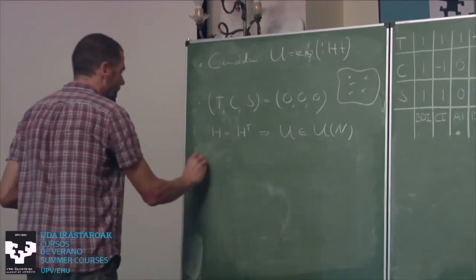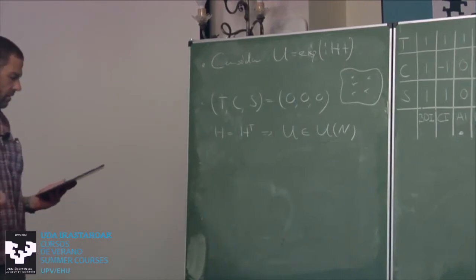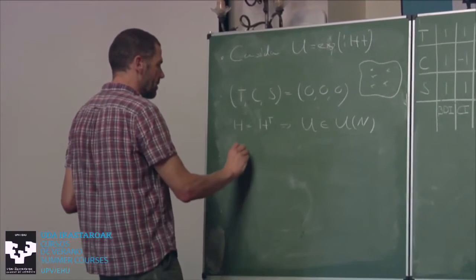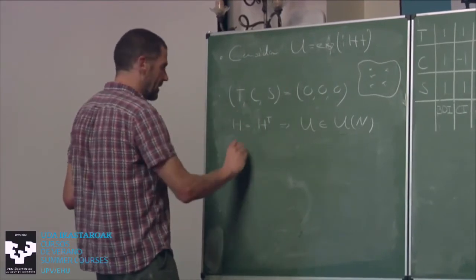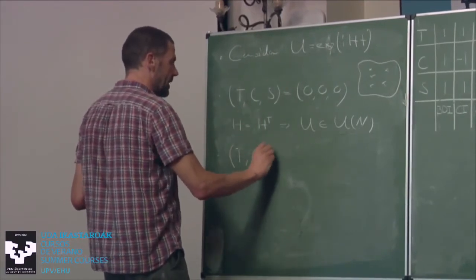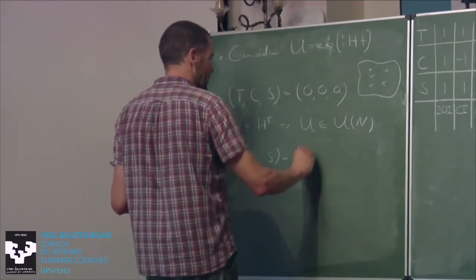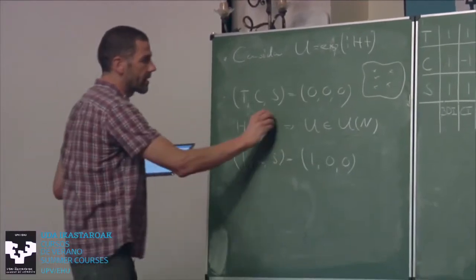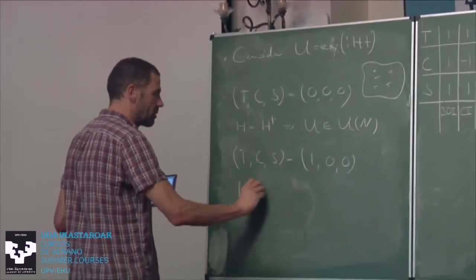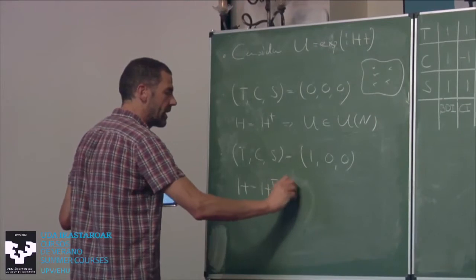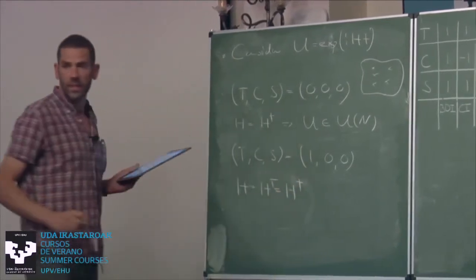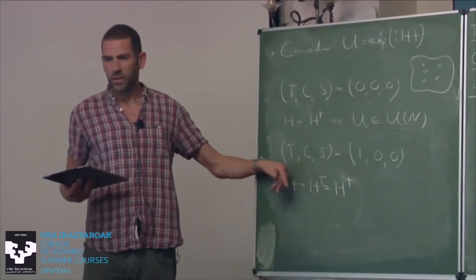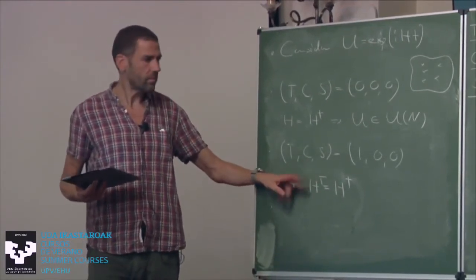To appreciate why this is a good way of thinking, let's discuss another setting, namely T, C, S equals 1, 0, 0. So now we have time reversal symmetry. Now H equals H transpose equals H dagger. So we have a symmetry under transposition, up to some unitary matrix which can be conjugated away.